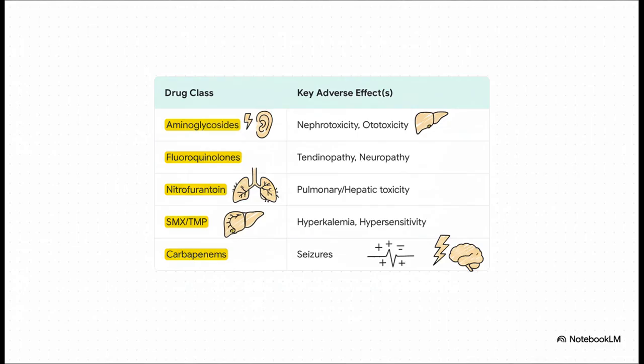These are the key adverse effects you have to link to these drug classes. Aminoglycosides, think kidneys and ears. Fluoroquinolones, think tendons. Long-term nitrofurantoin use, think lungs and liver. SMX/TMP can spike potassium. And carbapenems carry a risk of seizures, especially if kidney function is poor.